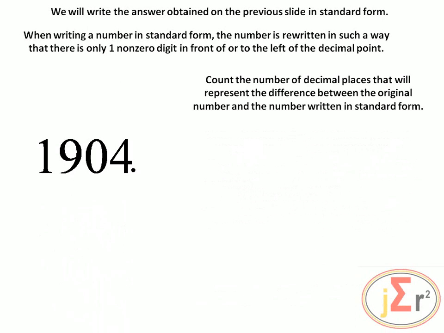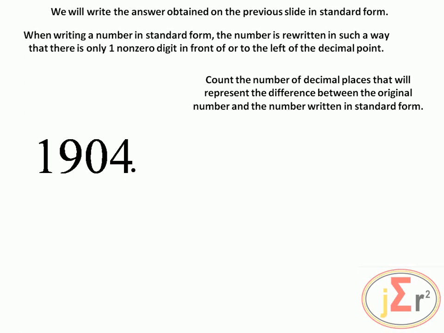And we know that for whole numbers, the point is considered to be at the extreme right. So if we have a number that has no point, by default, the point is located to the extreme right. That means all digits are to the left of that point. So that is what we have, and that is what we are considering.